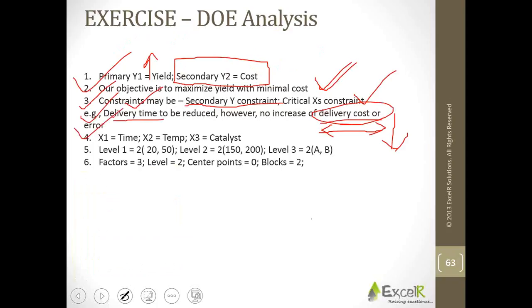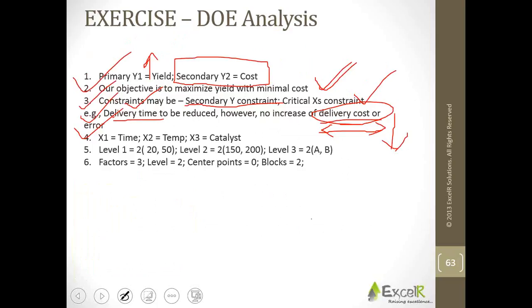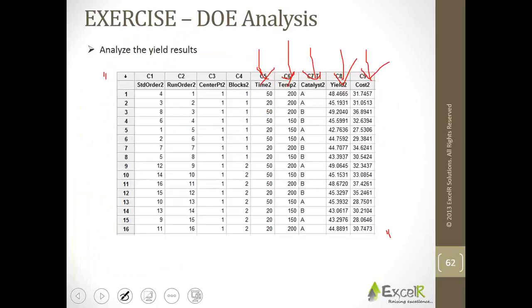All right. Now let us look into what are the inputs. We have time, temperature, and catalyst, which are the inputs. So time, 50 minutes and 20 minutes. Temperature, 200 degree centigrade and 150 degree centigrade, or Fahrenheit maybe. Catalyst, we have A and B. So these three are going to decide on my output, that is yield and cost.